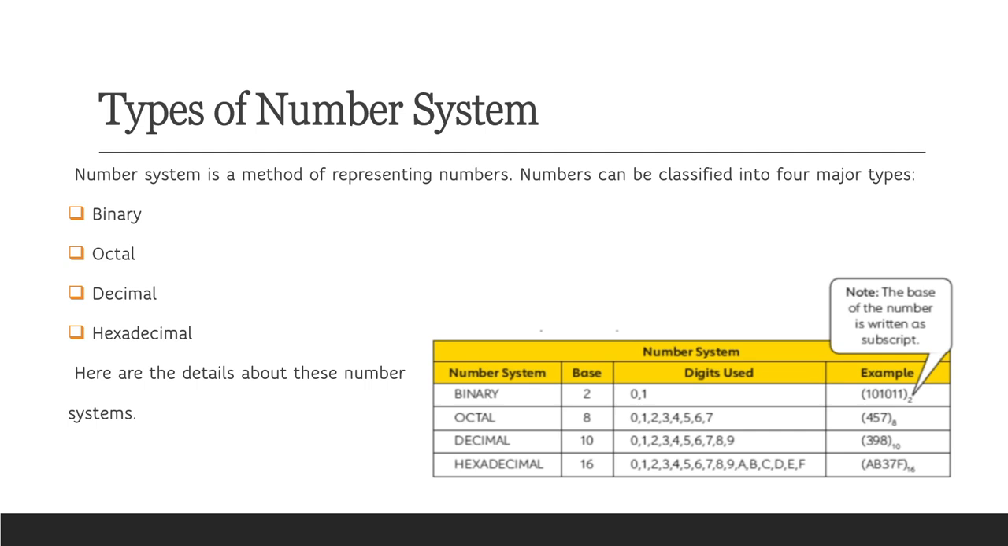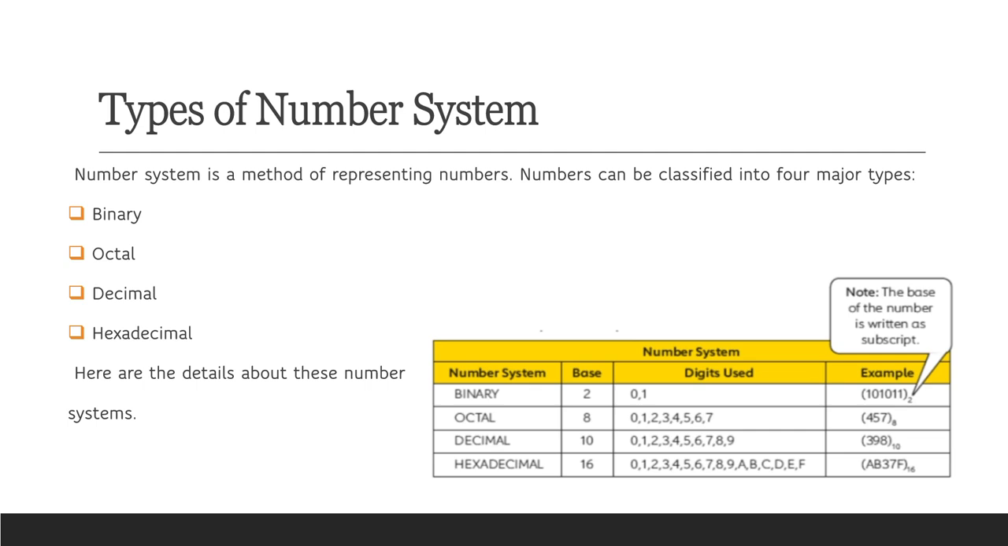The base 8 should be written as a subscript. Decimal number system. The base is 10. So the digits used will be 0, 1, 2, 3, 4, 5, 6, 7, 8, 9. So that means 0 to 9. Example says 398. Since the base is 10, so 10 should be written as a subscript.